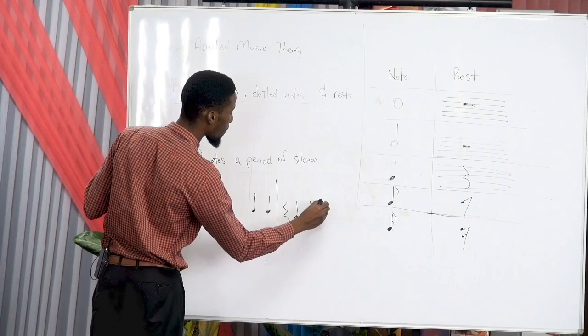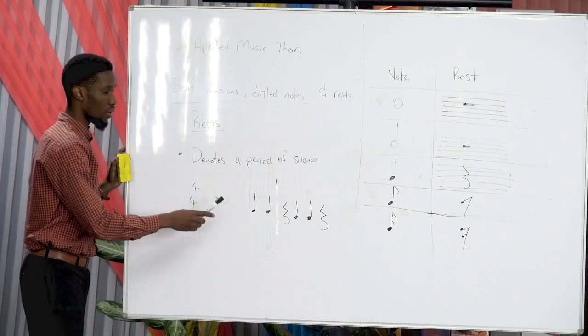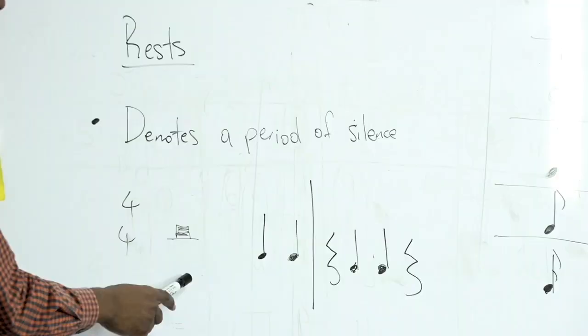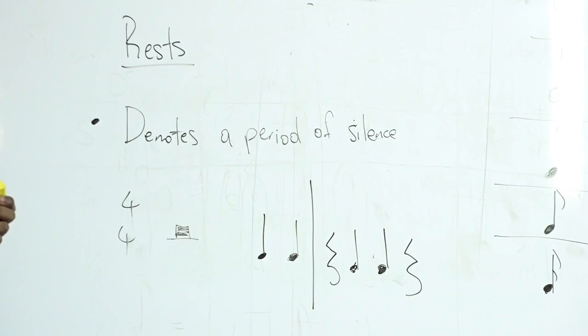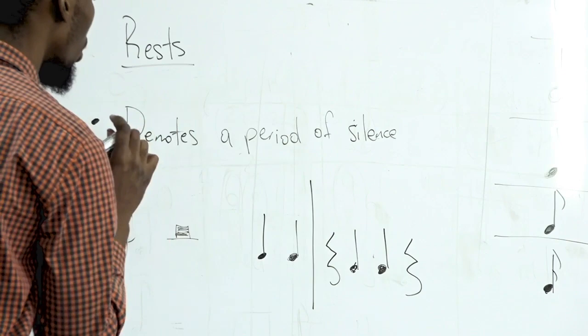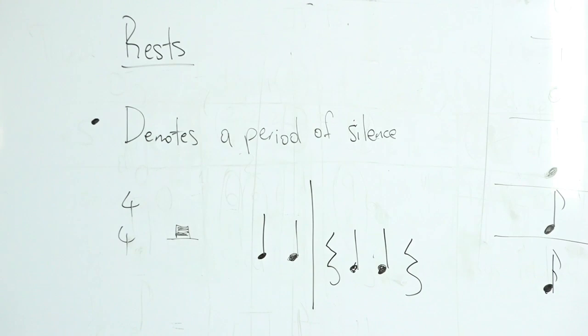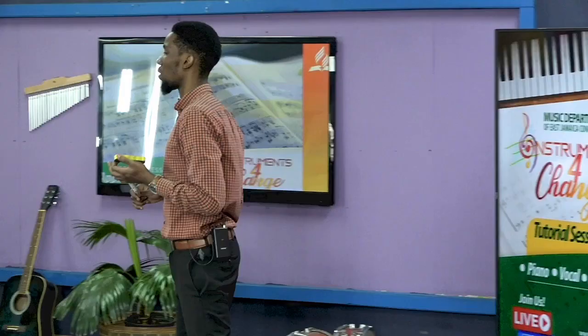This is a minimum rest, all right? So you'd go, silence, clap, clap, silence, clap, clap, silence. Let's go again. 2, 3, 4. Do clap. 2. Clap. Clap. Clap. Clap. Rest. Good. So that's how rests work, essentially.